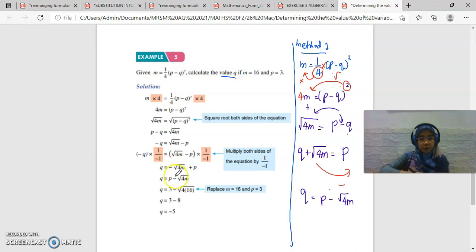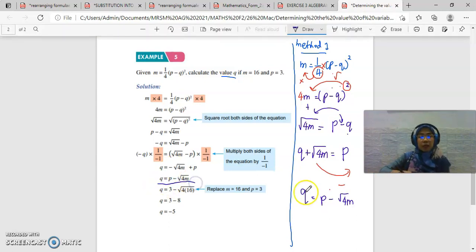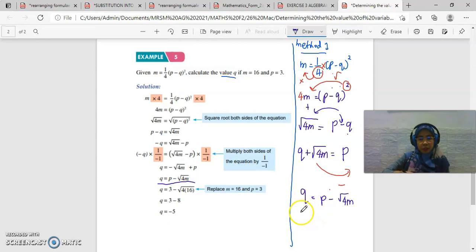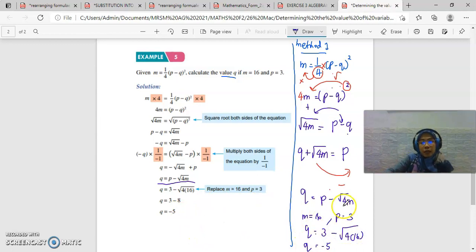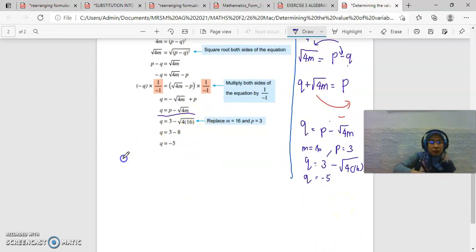Okay, so we have this one. And then we will substitute the value given, m equal to 16, p equal to 3. So q equal to p, which is 3, minus square root of 4m, with m is 16, and then we continue this part, and we get q is equal to negative 5.